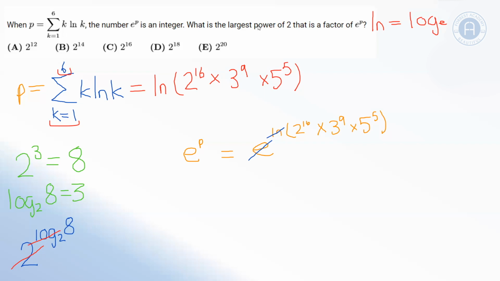So we are left with e to the power of p is equal to 2 to the power of 16 times 3 to the power of 9 times 5 to the power of 5. And what is the largest power of 2 that is going to be a factor of this? It is going to be 2 to the power of 16.